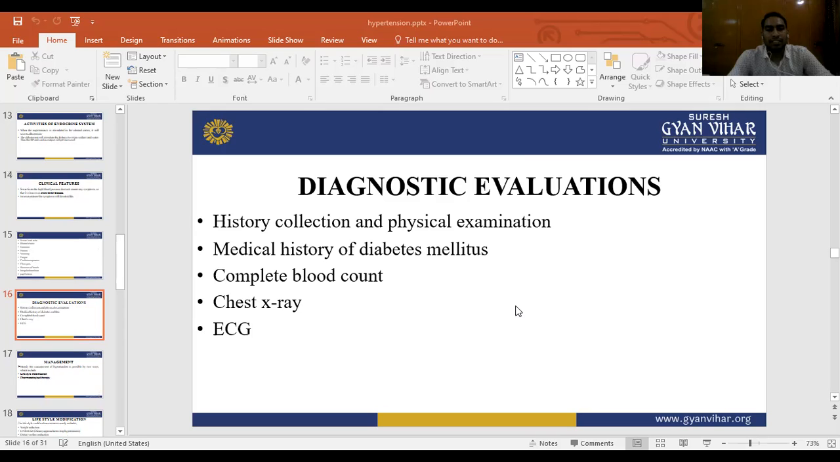Diagnostic evaluations like history collection and physical examination, medical history of diabetes mellitus, complete blood count, chest X-ray, ECG, electrocardiogram.